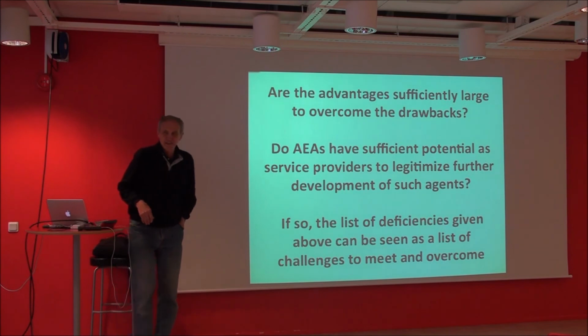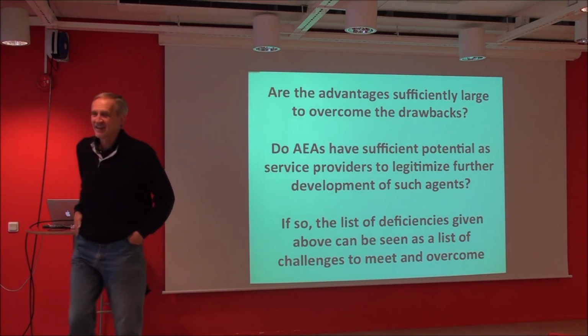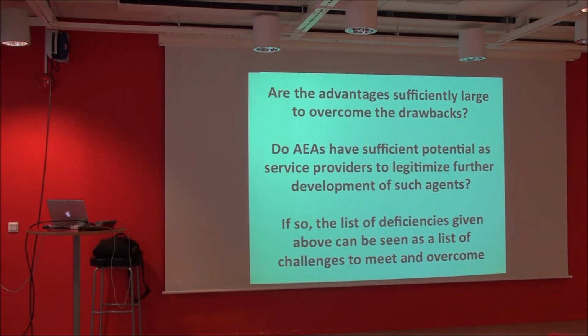So are the advantages sufficiently large to overcome the drawbacks? Do the artificial agent systems have sufficient potential as service providers to legitimize further development of such agents? If so, the list of deficiencies given above can be seen as a list of challenges to meet and overcome. What is your opinion? Is this a good thing?